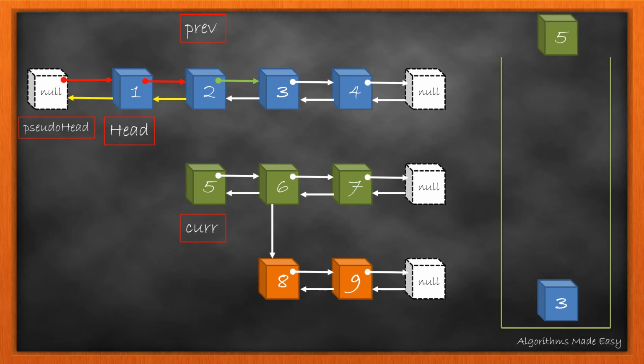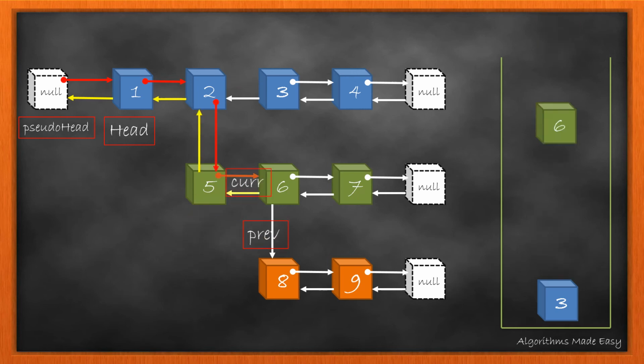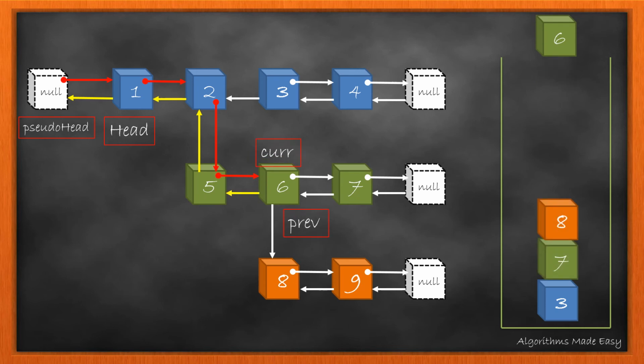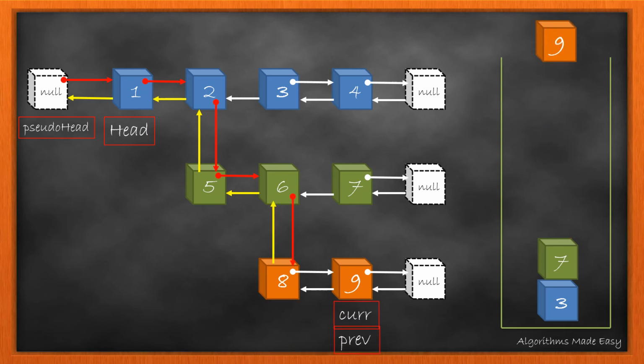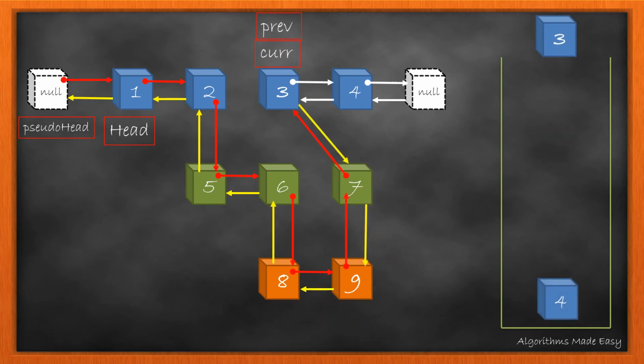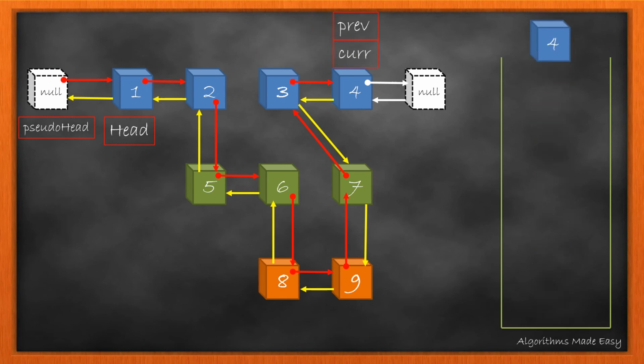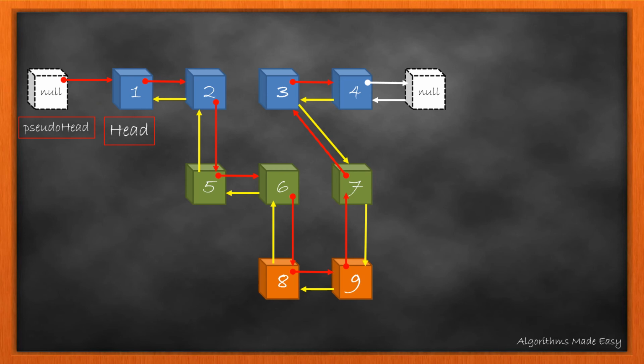We now pop 5 and update current. We update the link between previous and current and push the next link of 5 into the stack. Now we pop 6 and first push its next link and then its child link into the stack. We will continue doing the same till the stack becomes empty. The stack is now empty and so we come out of the loop. We remove the previous link of head and then return pseudo head.next.